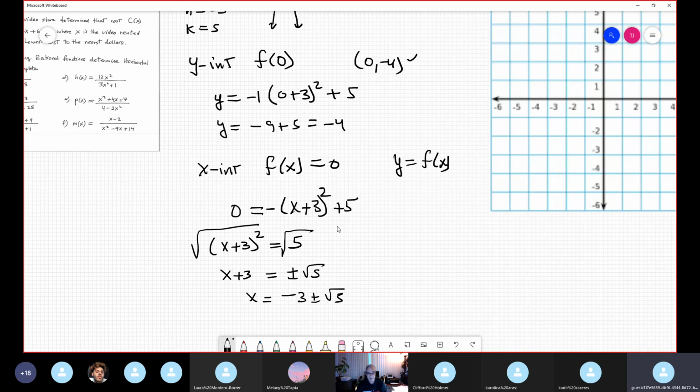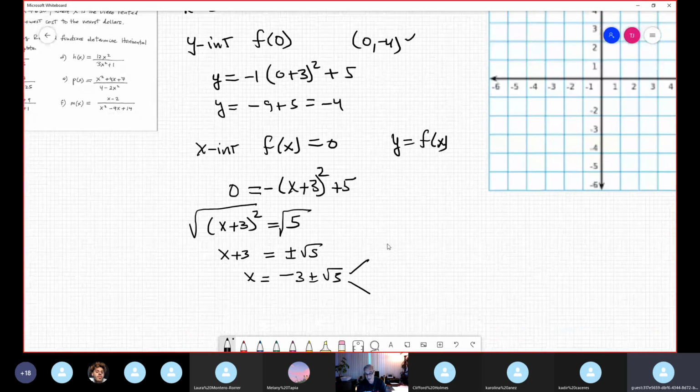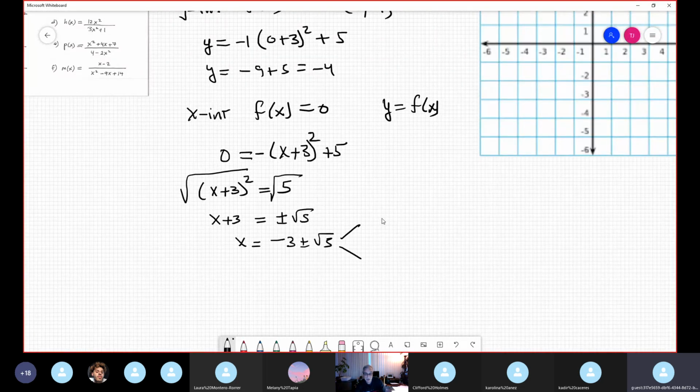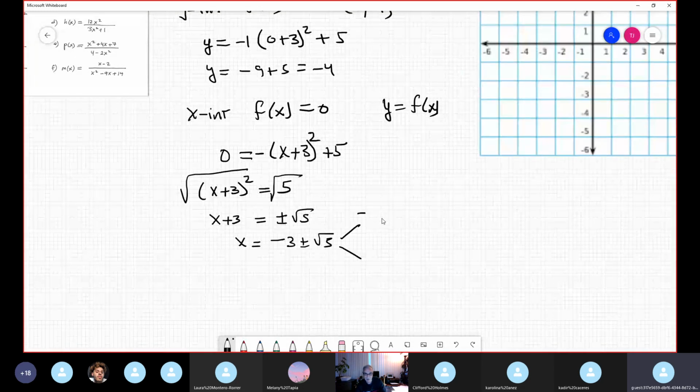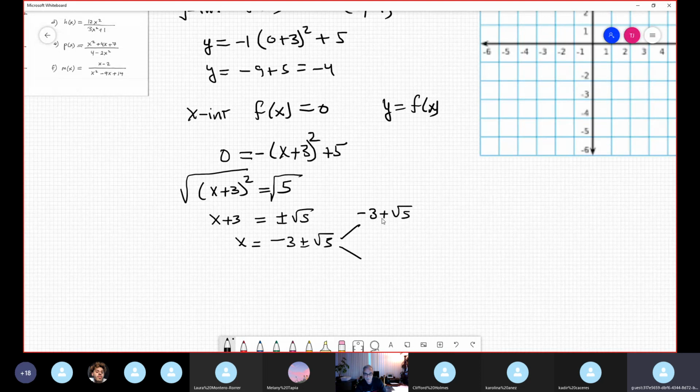But don't be frustrated by this, because even when you have an irrational number, it is a real number. Irrational is a number that has infinite decimal places, but I don't care because you truncate, you round. So you take, for example, -3 plus radical 5, and -3 minus radical 5, and you put in a calculator the decimal approximation.